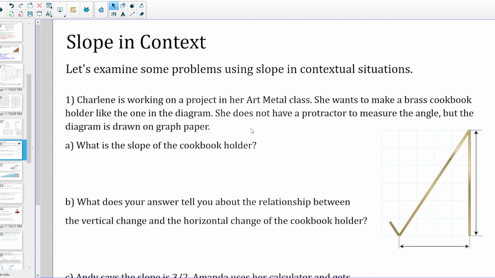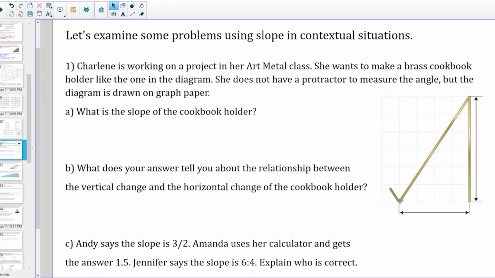The next thing that we're going to do is look at slope in context. That means we're going to look at slope in some real life situations where we can apply our knowledge of what slope is. The first question asks, Charlene is working on a project in her art metal class. She wants to make a brass cookbook holder like the one in the diagram. She does not have a protractor to measure the angle, but the diagram is drawn on graph paper. What is the slope of the cookbook holder?